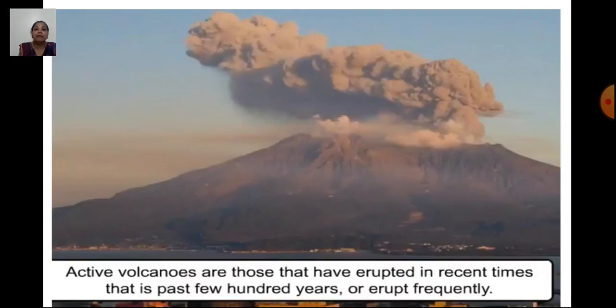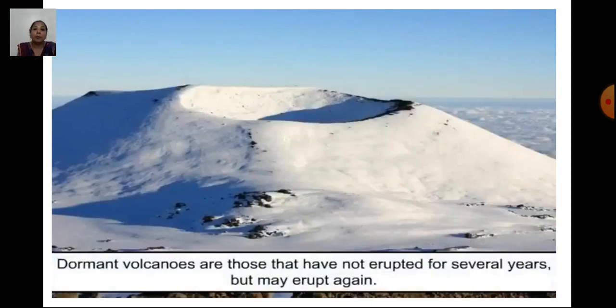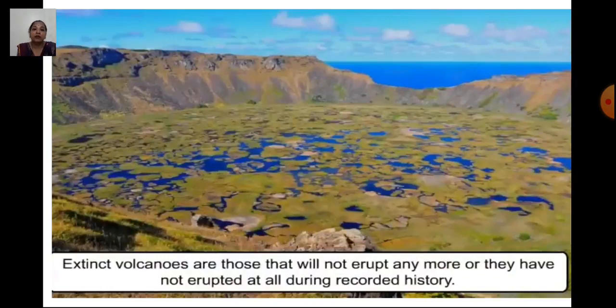Now, the active volcanoes are those that have erupted in recent times, that is the past few hundred years, or erupt frequently. Dormant volcanoes are those that have not erupted for several years but may erupt again in the coming years. And extinct volcanoes are those that will not erupt anymore, or they have not erupted at all during recorded history. So this is all about volcanoes. Now children, we have only one active volcano in India, that is in the Barren Island of Andaman.